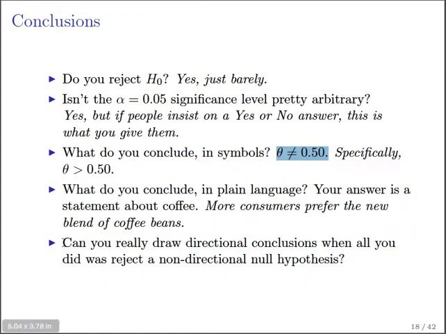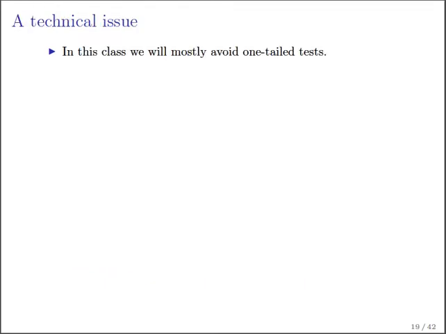So the question is, can you really draw a direction? And by the way, this doesn't just apply to tests about proportions. It applies to lots and lots of things, virtually everything. Can you really draw directional conclusions when all you did was reject a non-directional null hypothesis? Answer? Yes. Why? Okay.